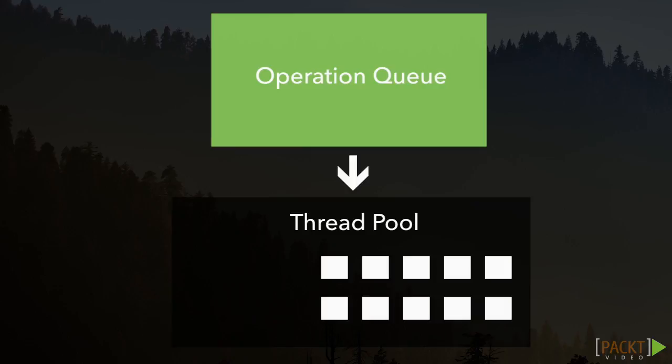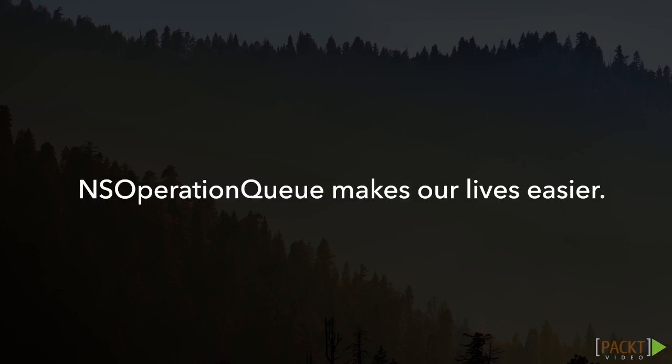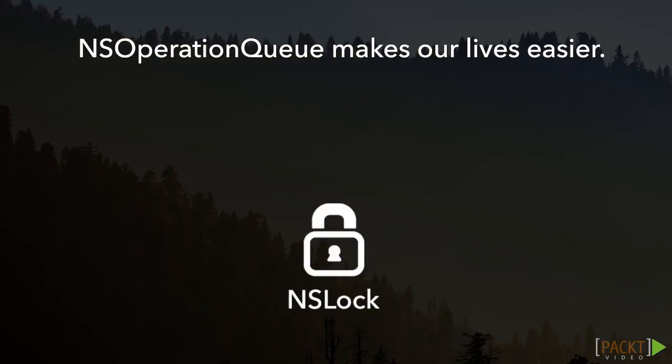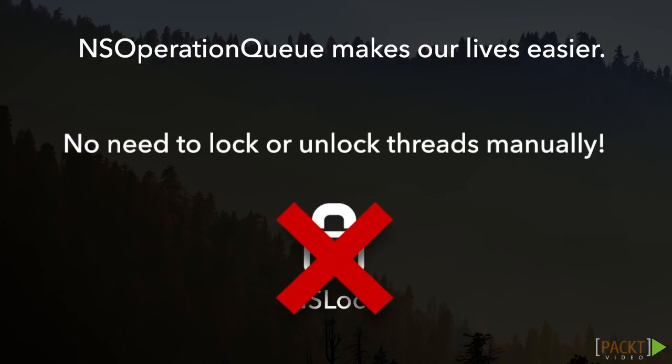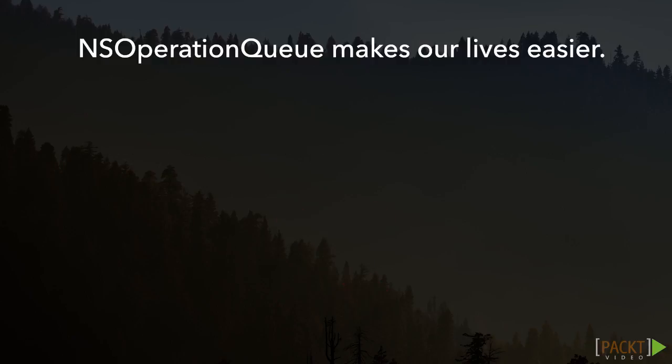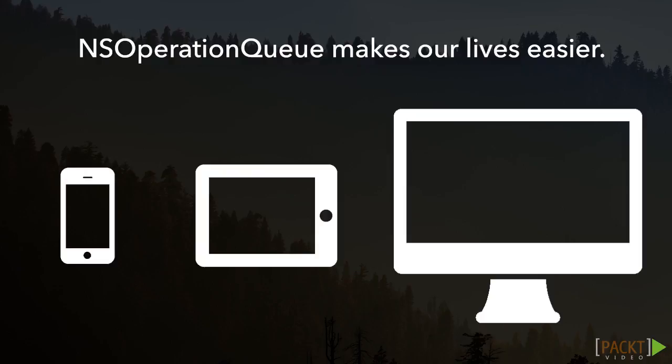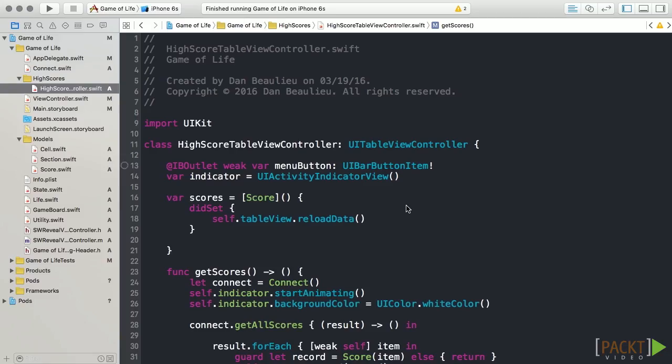By utilizing operation queues instead of threading manually with NSThread, we abstract away some of the complexities around threading, like locking and unlocking threads, for instance. Furthermore, operation queues have an awareness of the computing resources available to them, which allows them to balance the operations across as many CPU cores as are available to it. Let's open up our Game of Life application and uncover a use case for an operation queue.